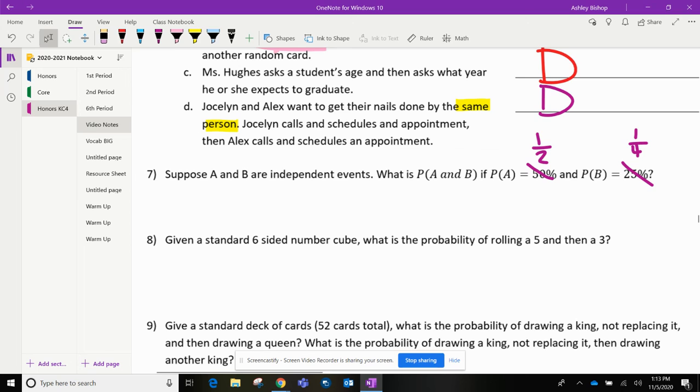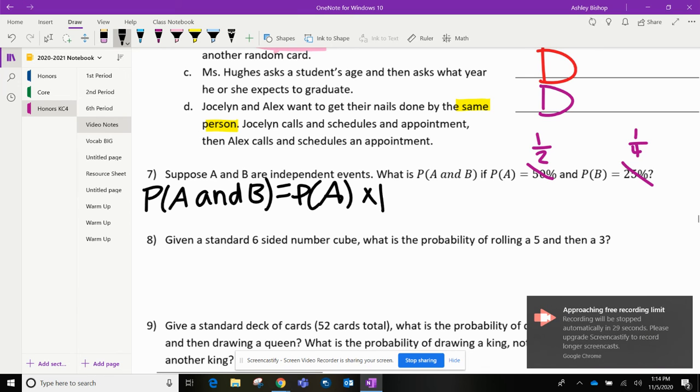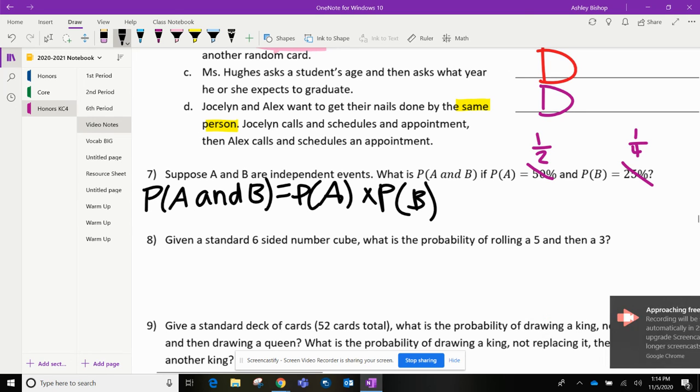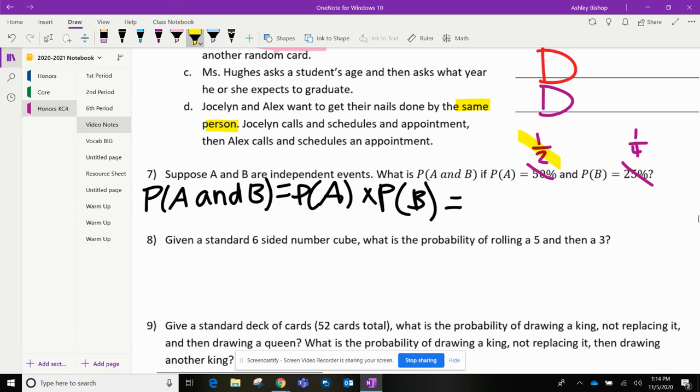Well, this is just asking me to mess with the formula. I know that the probability of A and B, in order to find this, I need to multiply their probabilities together. And since these are independent events, their probabilities are completely independent, so I can just multiply their probabilities together and not really think much about it. I do know the probability of A, which is 1/2, and I know the probability of B, which is 1/4, and if I multiply those together either in my head or in my calculator, I get 1/8.